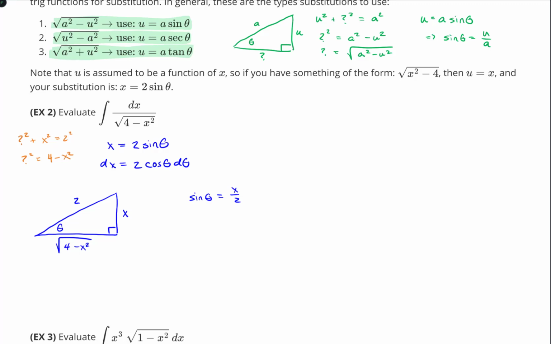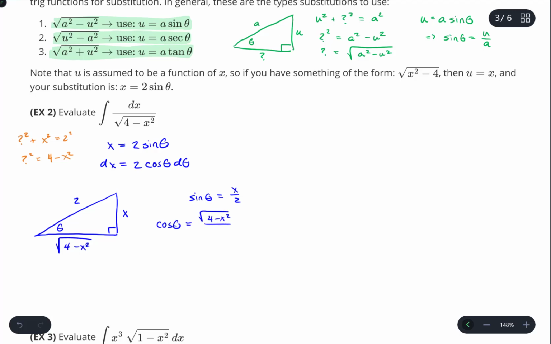Now, here's the next thing. So I have something to substitute dx with. I need something to substitute this radical with. So just based off of the different sides of my triangle, I could come up with a couple of things, I think. So one is I could use cosine. So the cosine of this angle theta is going to be the adjacent side over the hypotenuse, which would be the square root of 4 minus x squared over 2.